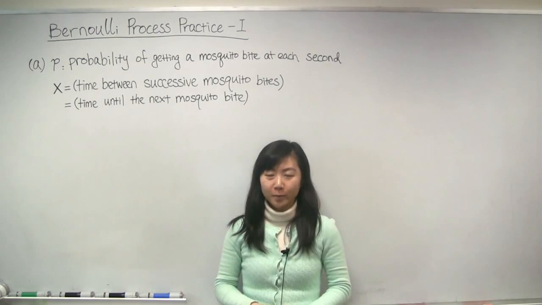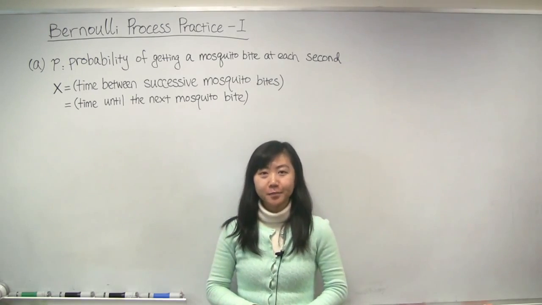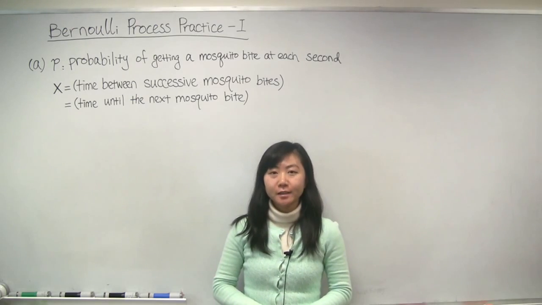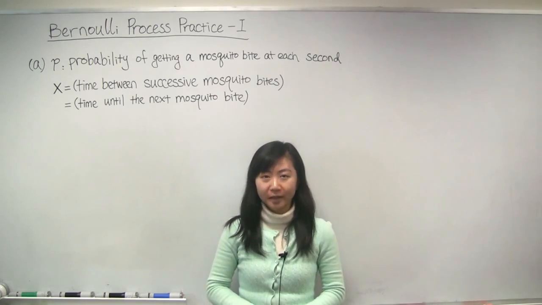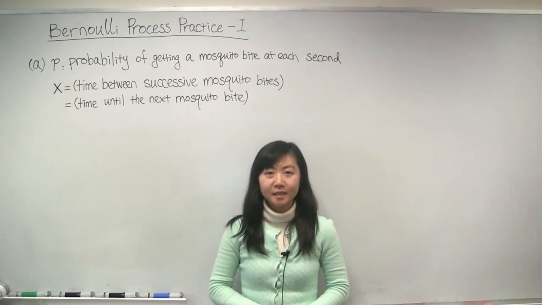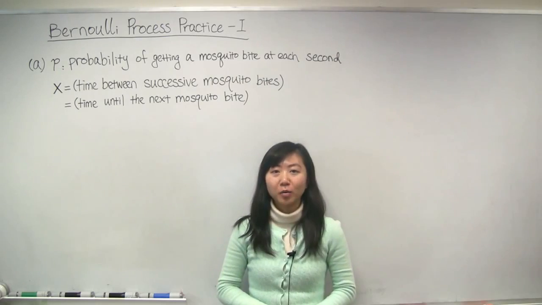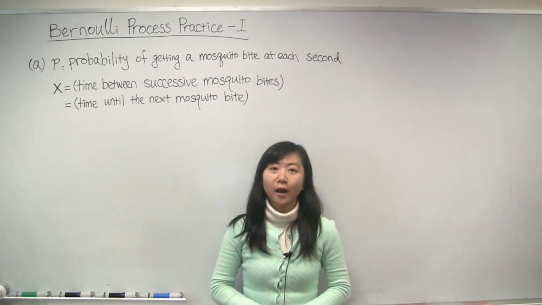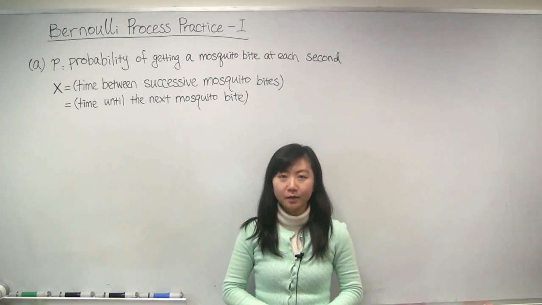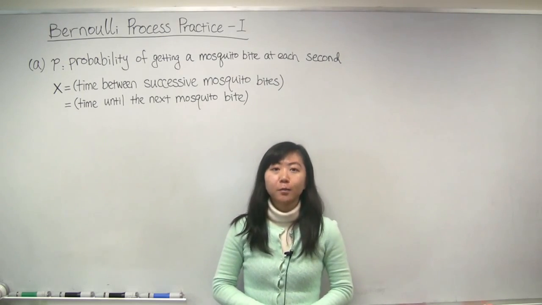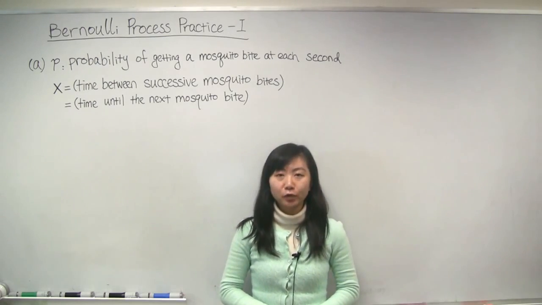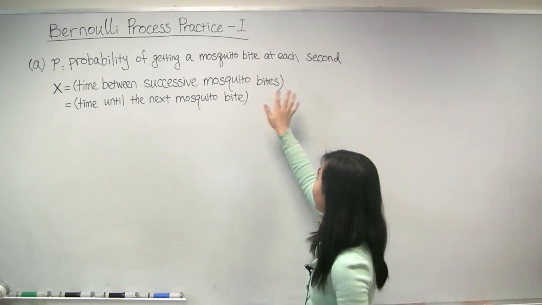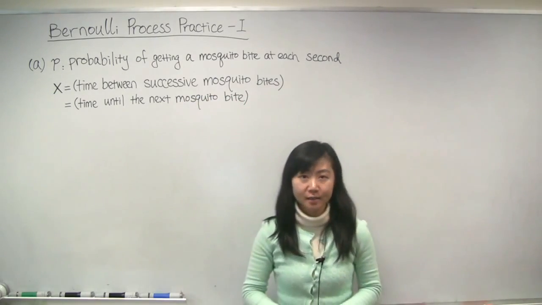For part A of the problem, we're interested in finding the expected value of the time between successive mosquito bites and the variance of the time between successive mosquito bites. From the problem statement, we know that the probability distributions of getting mosquito bites at different times are identically distributed and independent. Therefore, the mosquito bites occur as a Bernoulli process with parameter p, where p represents the probability of getting a mosquito bite at each second.